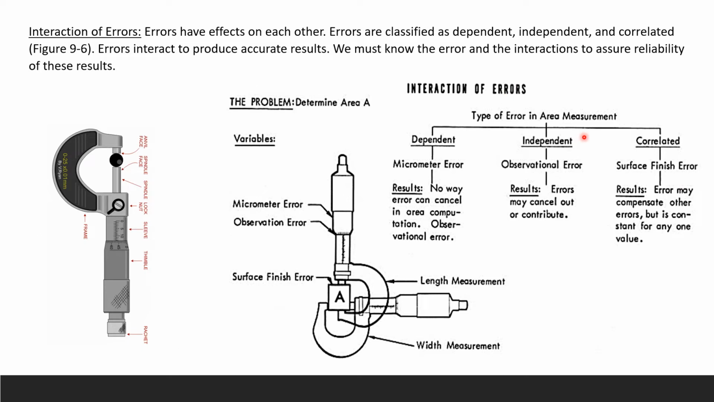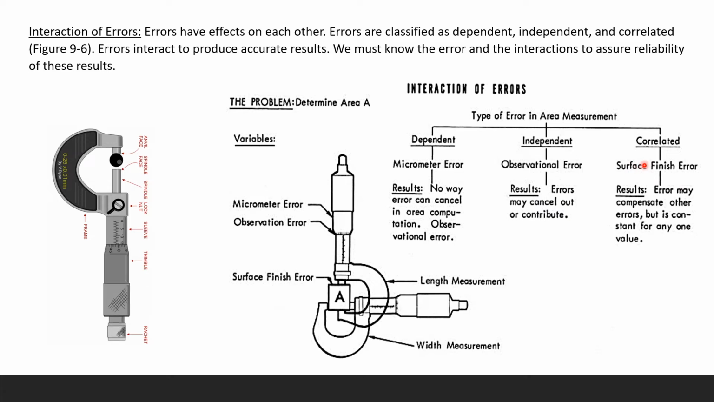Okay, so here, types of error in area measurement. The very first one is dependent: micrometer error. The result is no way errors can cancel in area computation. Observational error: independent is your observational error type. The result is your errors may cancel out or contribute. Correlated error: your surface finish error. Your error may compensate other errors. Okay, those are your interactions, telling you what this error can do to others, but it is constant for any one value.